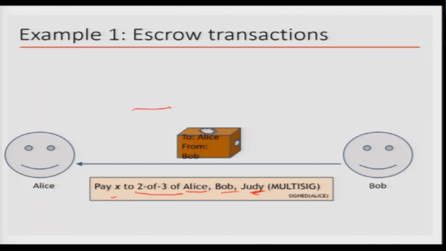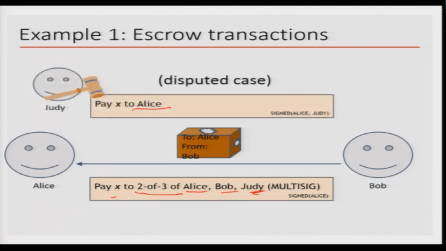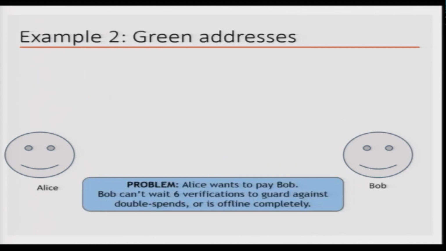Now, suppose what Alice gets is broken or has some problem, or it never reaches, then there is a dispute, and then Judy has to decide who is at fault. If Judy decides that Bob is at fault, then she will sign this, and then Alice will get the money. If Alice is at fault, then Bob will get the money, right. So, this is how the escrow transaction works.